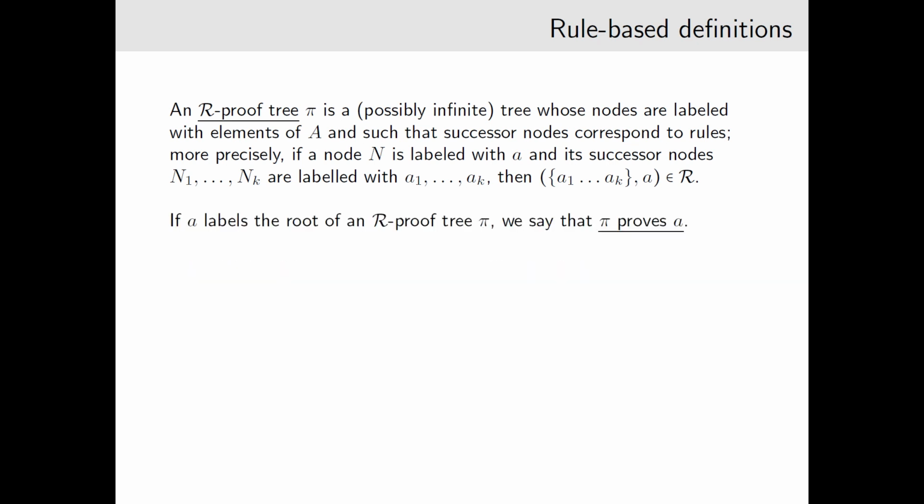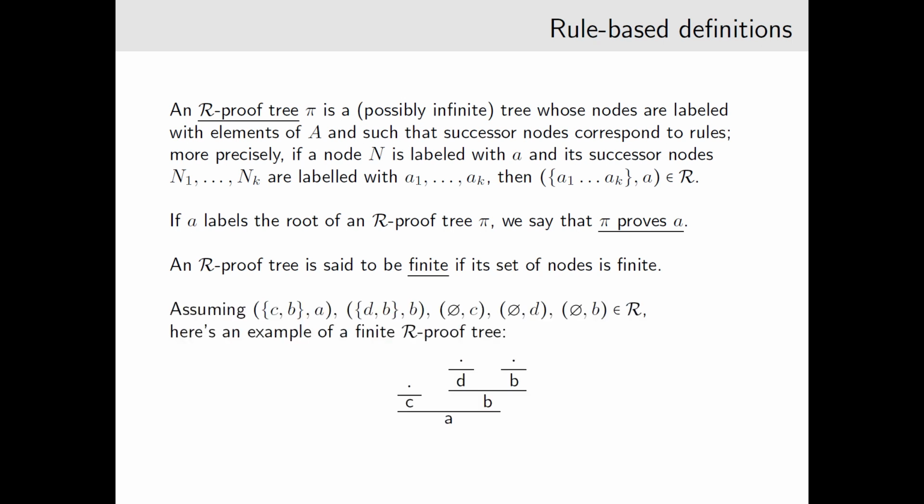Okay, and just a bit of terminology. We say that a tree proves an element if the element is the root of the tree. And we define what finiteness means. In this case, we can just say that the set of nodes is finite.